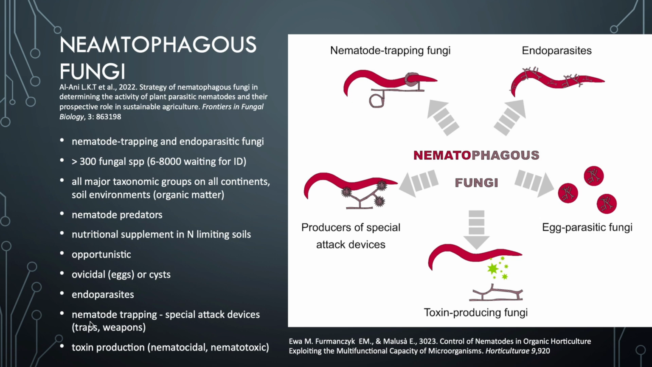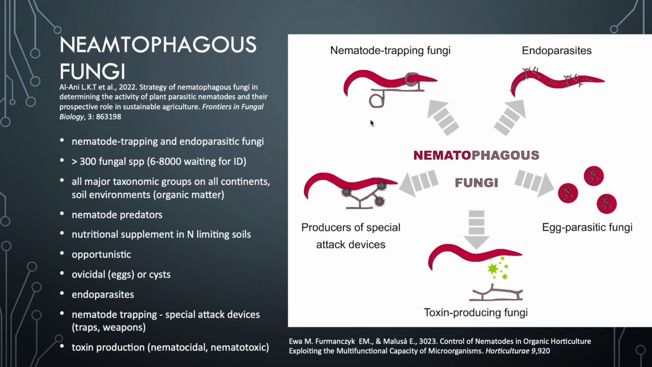And then there are nematode trapping fungi, which produce special attack devices, and that includes traps and even weapons. And then some are toxin producing. And these toxins are nematocidal or nematotoxic, and they paralyze the nematode, and the fungi then are able to consume the poor creature. So the diagram on the right shows these different nematode consuming capabilities of fungi.